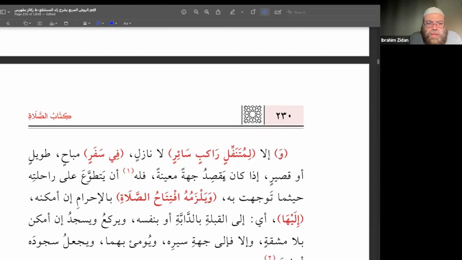So again, this is for the متنفل, the one that is praying nafl, and he's praying راكب, riding سائر, and it's moving. Not someone that is already established in a place. في سفر, in traveling. All of these are conditions for the salah on the dabba, on the moving object, to be valid. سفر يصير إذا كان يقصد جهة معينة. If the traveling is intended for a specific destination.